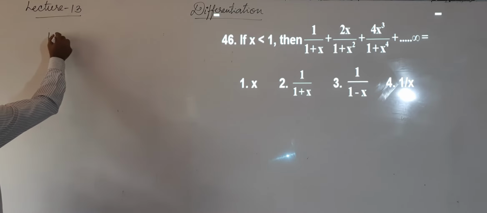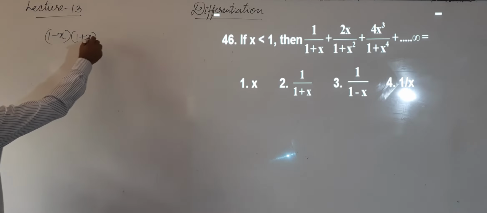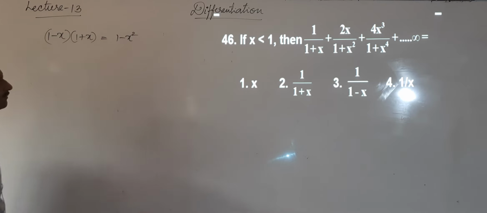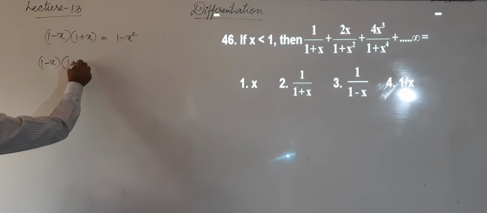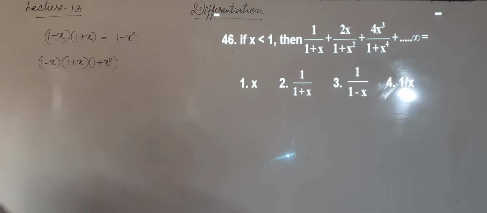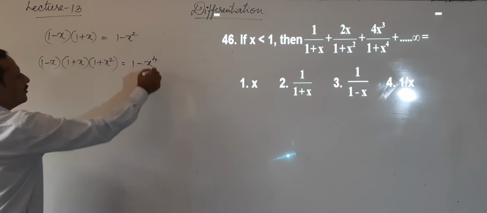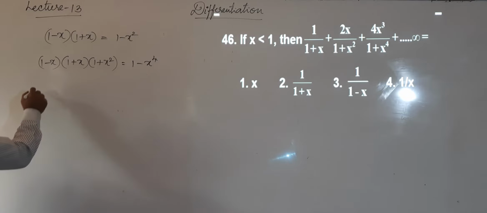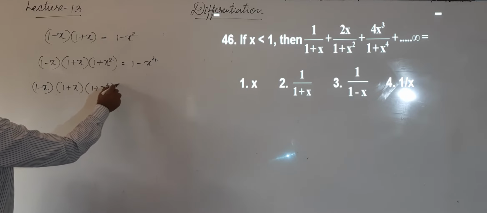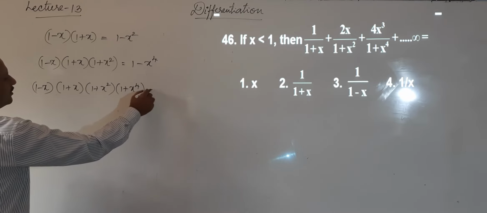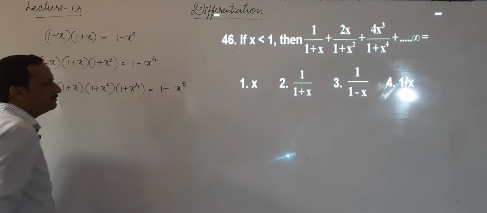You look at 1 minus x into 1 plus x. What is 1 minus x into 1 plus x? That is equal to 1 minus x square. Right? Then what about 1 minus x into 1 plus x into 1 plus x square? This is equal to 1 minus x square into 1 plus x square, it will become 1 minus x power 4. Then 1 minus x into 1 plus x into 1 plus x square into 1 plus x power 4 will give you 1 minus x power 8.